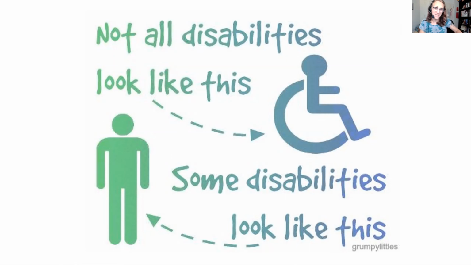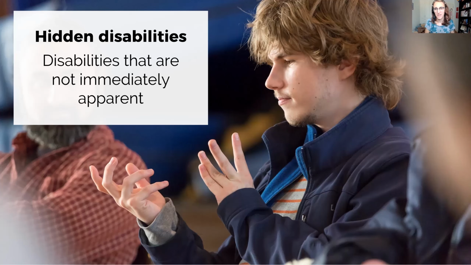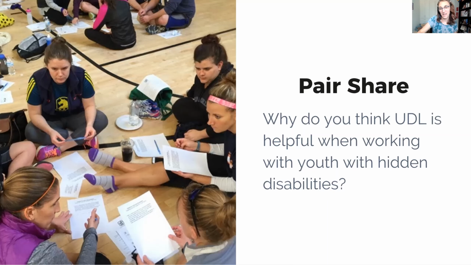Not all disabilities are visible disabilities. In fact, the majority of them, upwards of 80%, are hidden disabilities. Disabilities that are not immediately apparent upon meeting somebody. And this is incredibly important because you can't necessarily walk into a classroom or come into a Zoom room and know just from looking at students what their access needs are, or know how to best teach them. So that's one of the reasons why it's important for UDL.